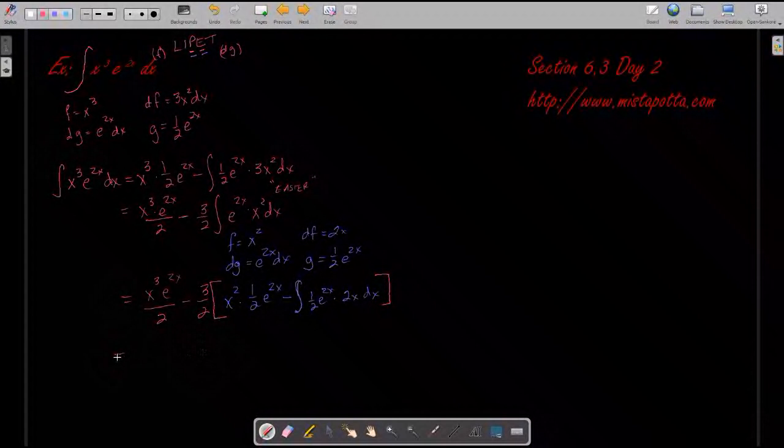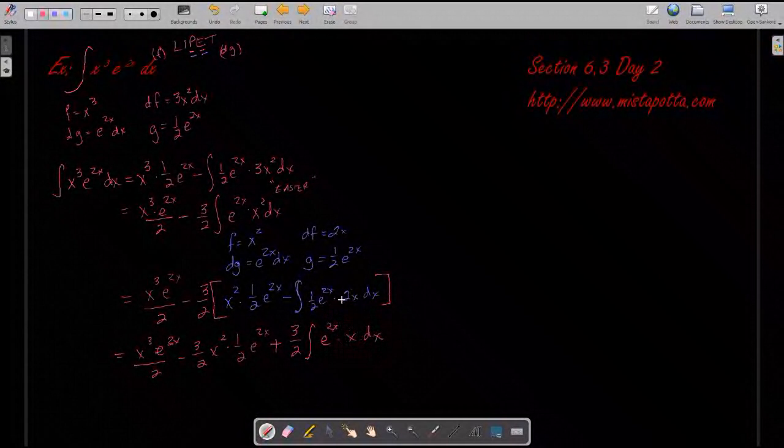So what I've really got here is x cubed e to the 2x over 2 minus 3 halves x squared times 1/2 e to the 2x plus, because my negative times negative is going to give me a positive, this is really 3 halves times the integral of e to the 2x times x dx, because my 2 and my 1/2 will factor out.